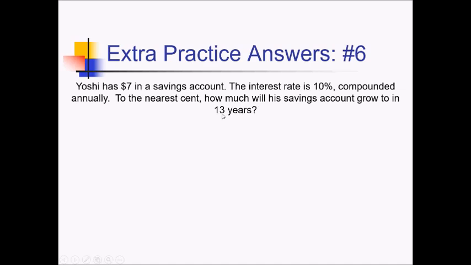Since we're growing once a year, we can use the standard exponential model, AB to the t. So we're going to be doing f of 13. That's what we're plugging in as our input on the time. For the a value, that's his starting amount, his principal. That's going to be 7. For the b value, that's what we have to multiply by every year. Since we're growing 10% a year, we're multiplying by 1.1. And then for the t value, the exponent, that's going to be this 13 right here.